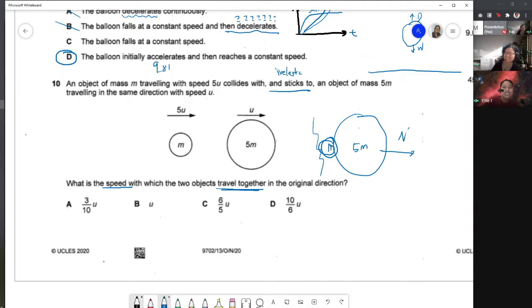Okay. So you need to do your calculation. Okay, you just see this. This one is actually quite straightforward. I don't think there's any trick. Okay, so this one, okay.